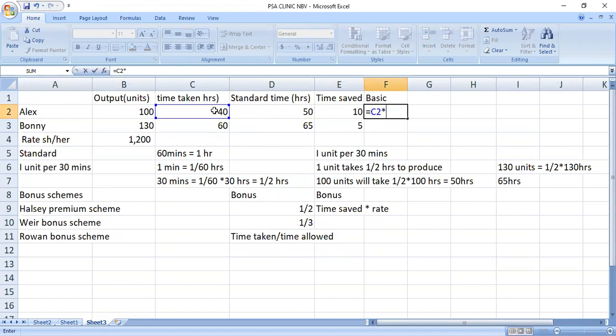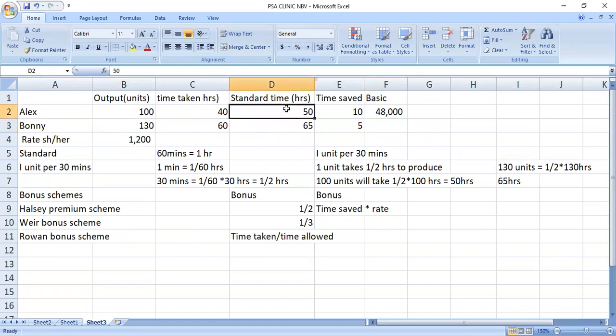Then times, where's my rate? 1,200, here it is. That will be the basic payment. Remember, time rate, we look at the time taken, the time you have spent on the duties, times the rate. We cannot pay you on the standard because you didn't spend the entire 50 there, you only spent 40. So we pay you only for the time that you have taken. So therefore, for basic, we say 48.